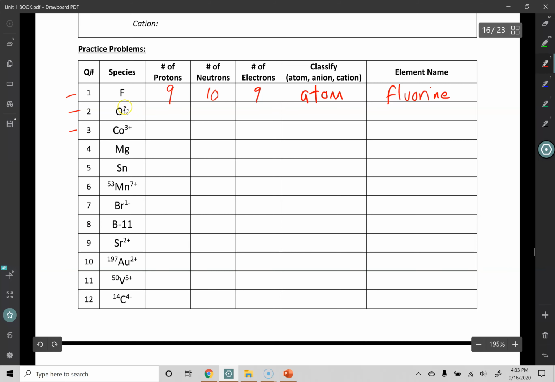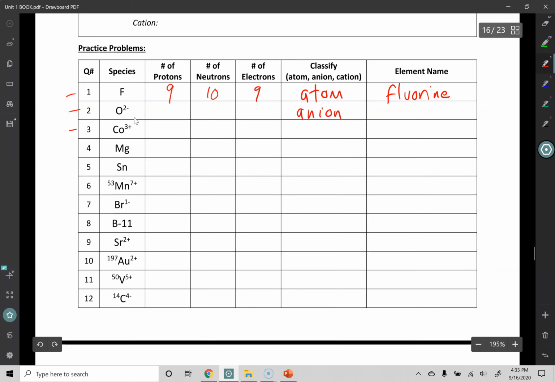For question 2, we have an ion of some sort. It's got a charge of 2-. Since it's a negatively charged ion, we call it an anion. My guess is that you know what element O is. That is oxygen.